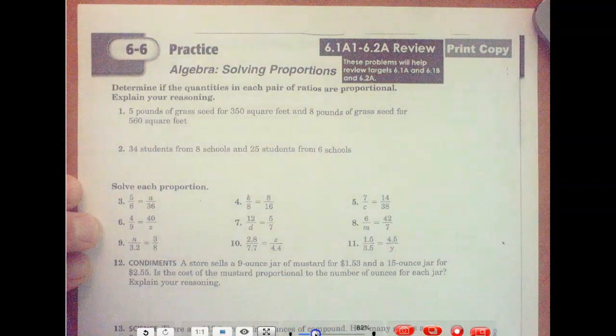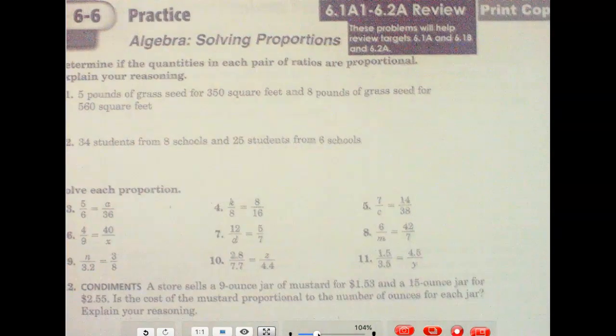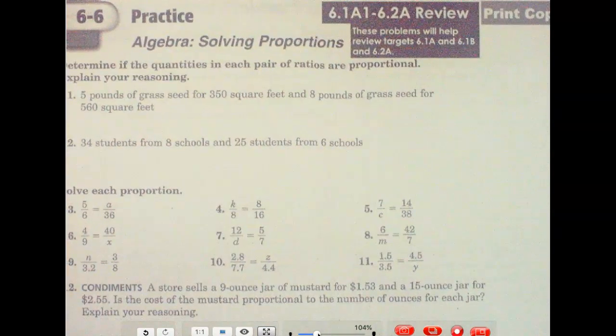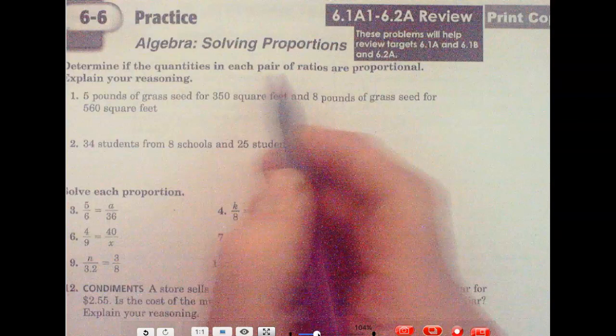Hello, this is a tutorial on 6.1, 6.1A1 and 6.2A. It's kind of a review one here. Let's take a look at some of these problems on there. Determine if the quantities in each pair of ratios are proportional.